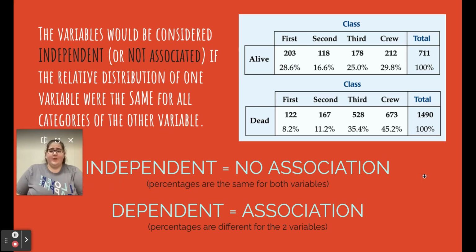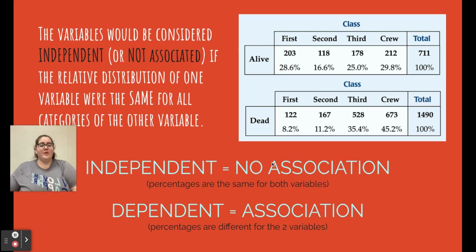So just to reiterate that, independent is the same thing as there's no association. It basically means that there's no relationship between the variables, and that would mean that the percentages are roughly the same for all of the categories between the groups. And then dependent is the same thing as there is an association, there is a relationship, and that is basically when the percentages are different for the variables. So for example, if I see a difference in first class on alive versus dead, second class on alive versus dead, if there's a difference between those percentages, then I say that there are dependent variables or there is an association, because clearly those two things are having an effect on each other.